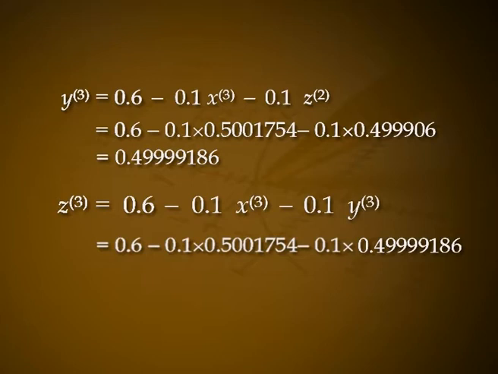z3 equal to 0.6 minus 0.1 x3 minus 0.1 y3, that is equal to 0.6 minus 0.1 into 0.5001754 minus 0.1 into 0.4999186, that is equal to 0.499969492. We take x approximately 0.5, y approximately 0.5 and z approximately 0.5 as the solution of the given system of equations.